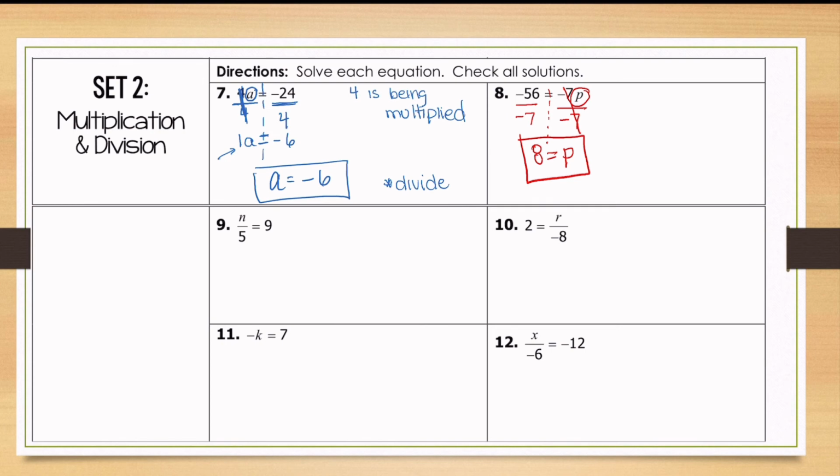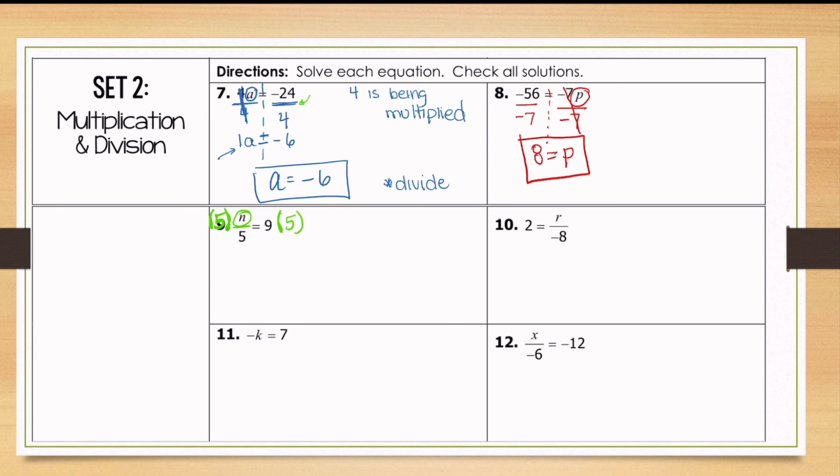I'm going to do another one with you guys, but this time, take a look here. Here's my variable. Okay? If I look here, this fraction bar means to divide. That's why I did it here that way. So what is being divided? Well, n is being divided by 5. So here's how I want you to show it. I'm going to multiply both sides by 5 because the inverse of division is multiplication. If I do it on this side, I must do it on this side.